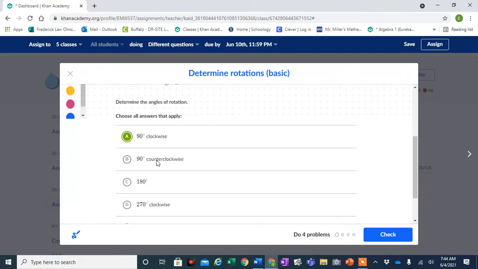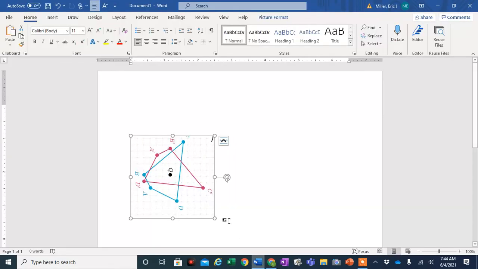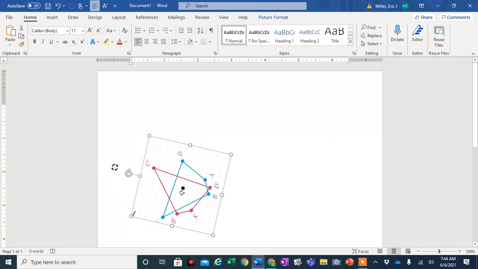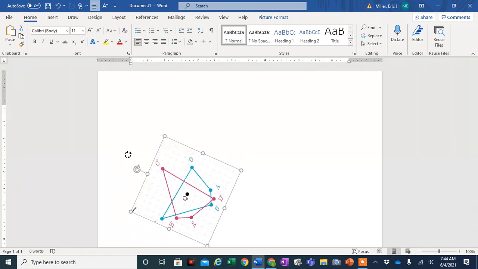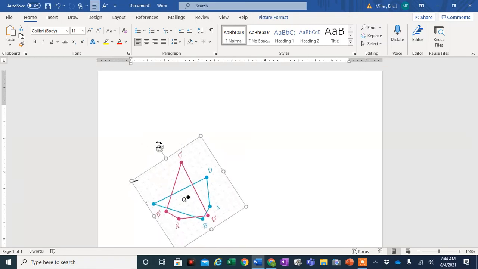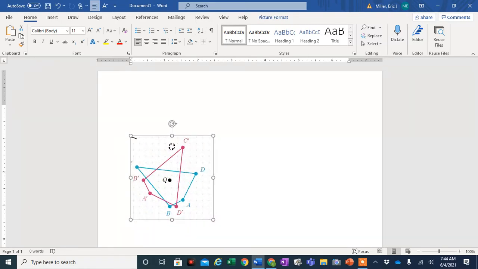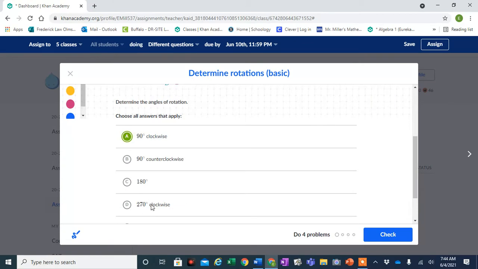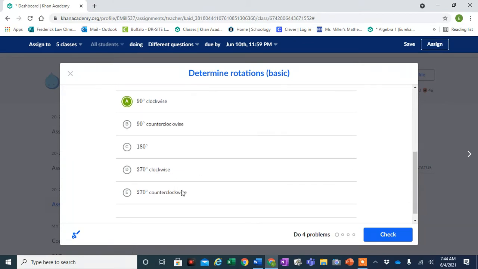So the next one says 90 degrees counterclockwise. So if I were to put this back to the way it was, and I were to go this way, counterclockwise, I do not get the same thing. Okay? If I were to go 180, which is 2 turns, I also do not get the same thing. So it's definitely not either of those. The next one is 270 clockwise, and then 270 counterclockwise.